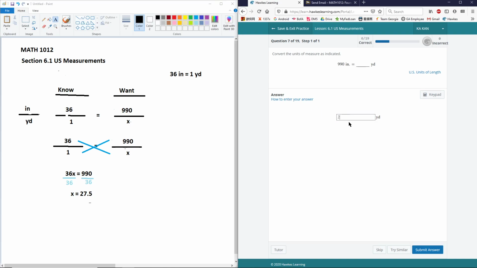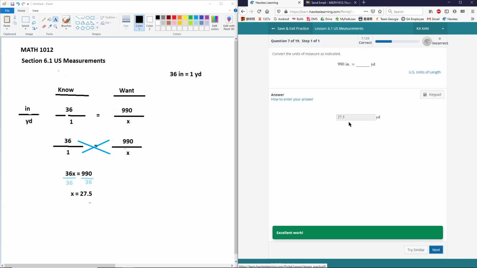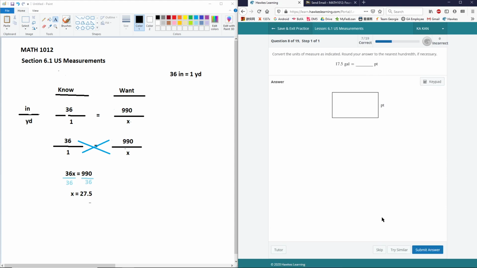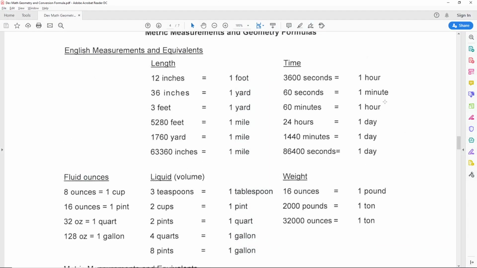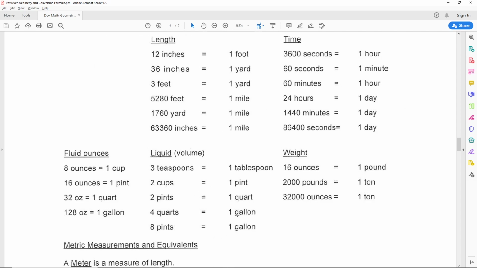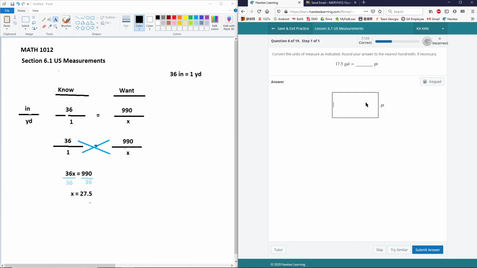So that's 27.5. Yeah. So let me skip some problems, because all these problems are about the same thing. Let me just go to the paper. It says 1 gallon is 8 pints, so you could use that for this problem here. So let me just skip.